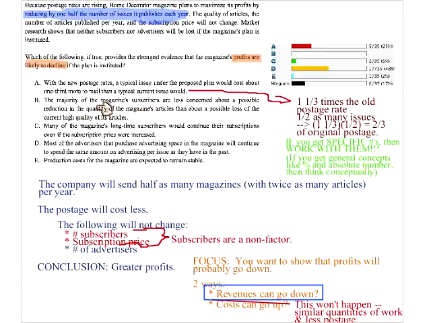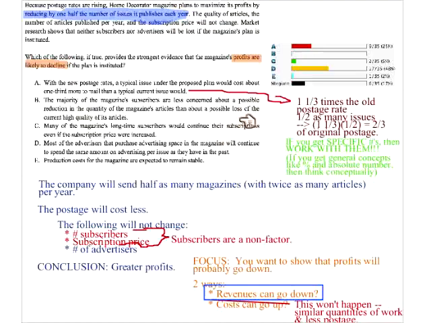Revenues going down. The majority of subscribers are less concerned about, well, that's nice, but it doesn't matter what they're concerned about, because there will be the same number of them and they will pay the same price. So therefore, they will not affect profits.